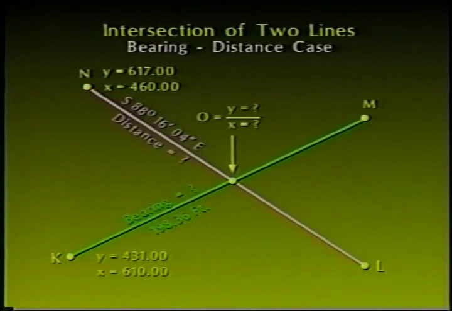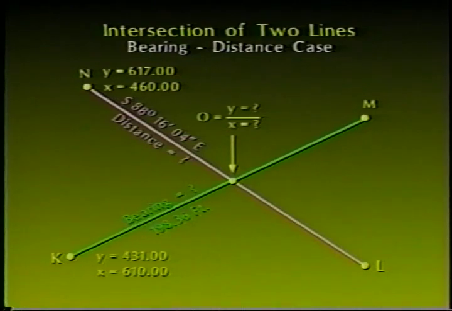The next in the intersection of straight line series is finding the location where lines K to M and L to N intersect, as shown on this next graphic. Again, the answers we are looking for include the coordinate value of station O, the bearing of line AE, and the distance of line BE. The given values we will work with, as shown on the graphic, are coordinates of point N, coordinates of point K, distance of line K to O, bearing of line N to O.